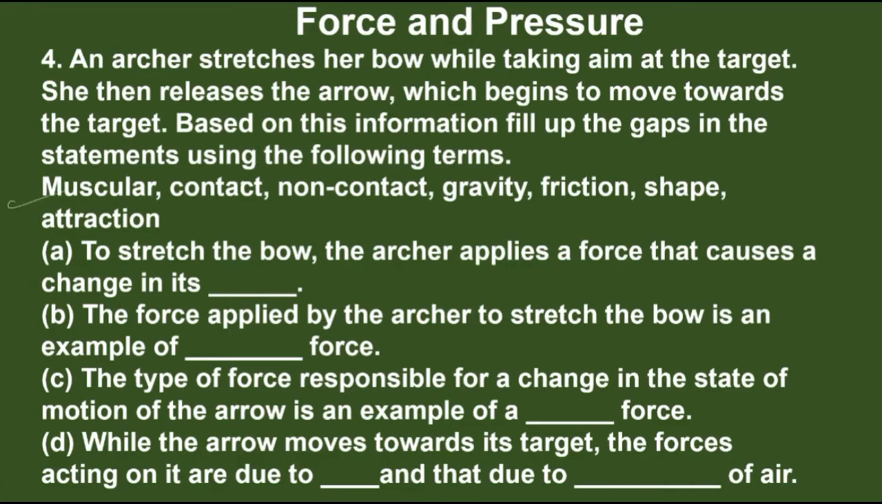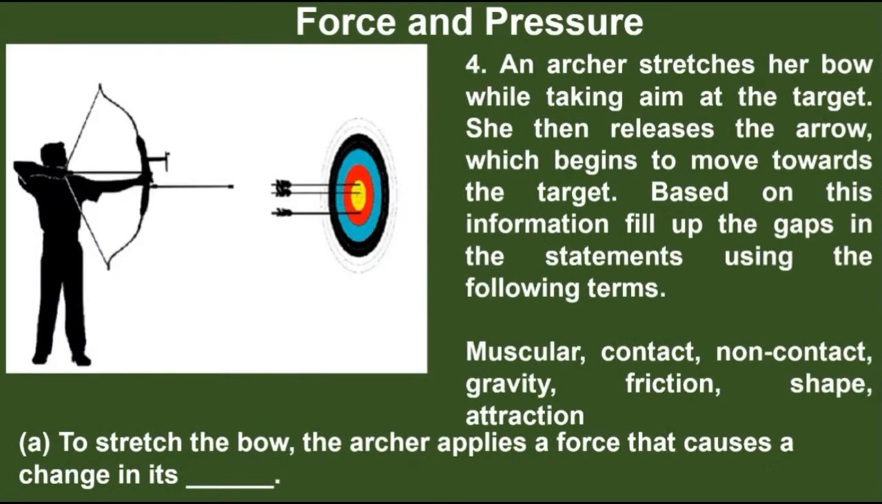There are some words which are given: muscular, contact, non-contact, gravity, friction, shape, target, attraction. Now you have to pick up these words and fill in the blanks, right? We'll go here, visualize this problem properly. Now what we have seen is this archer stretching and changing the shape of this bow.